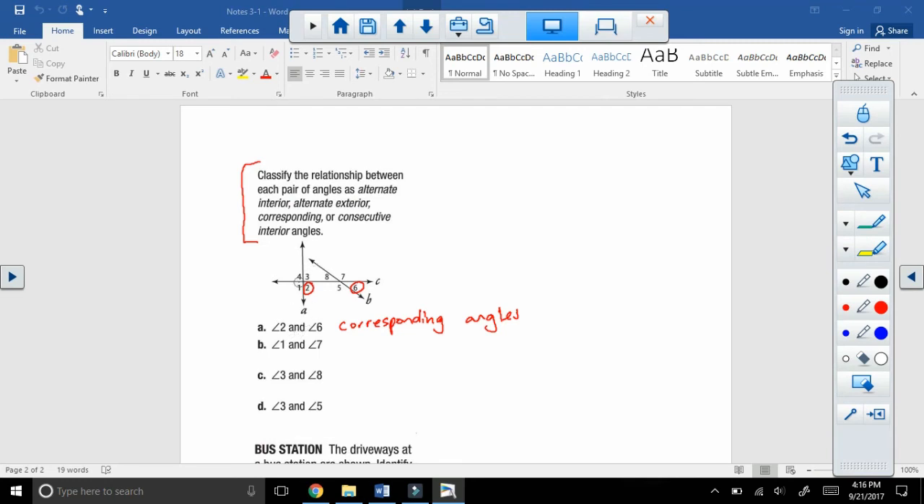Looking at angle 1 and angle 7, those are on different sides of the transversal, and they're both not in between those lines A and B. So these are called alternate exterior angles. Let's do the next one. The next one we have 3 and 8. So those are on the same side of the transversal C, and they're both on the interior. So these ones are called consecutive interior angles.